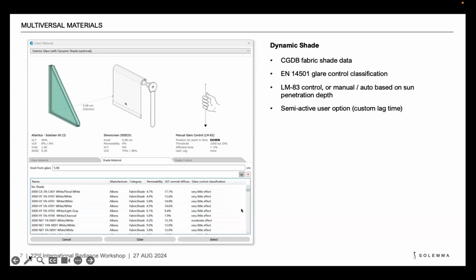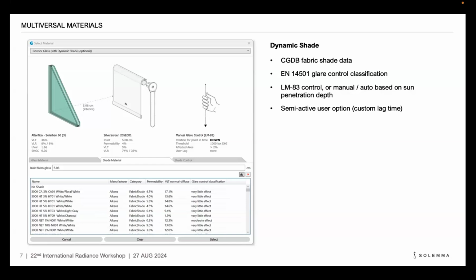And one other small thing for the Europeans out there is that all the shade materials are classified as per their EN 17037 glare reduction rating. In the previous version, these were all controllable by the IES LM83 standard, which is pretty limiting. But now there are some more controls.